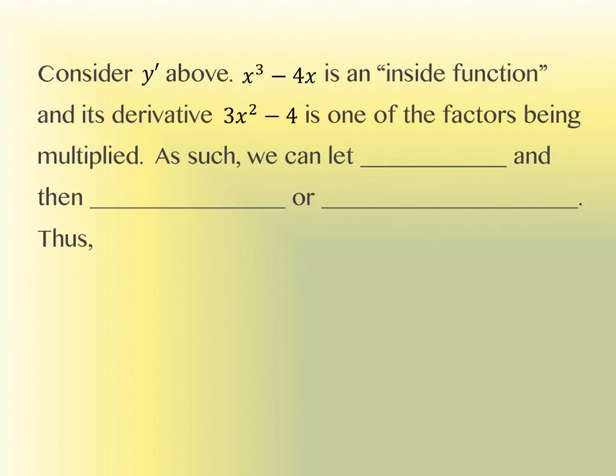All right, so considering y prime above, x cubed minus 4x is an inside function. Its derivative, 3x squared minus 4, is one of the factors being multiplied. All right, so when we recognize that in a function, whether we created it or not, as we move forward, what we're going to do is let u be the inside function. So u equals x cubed minus 4x.